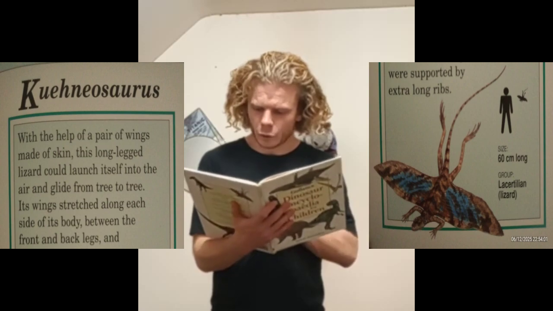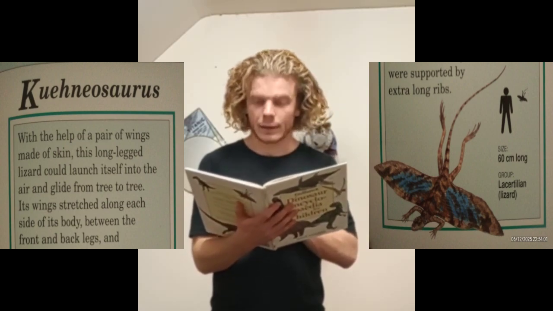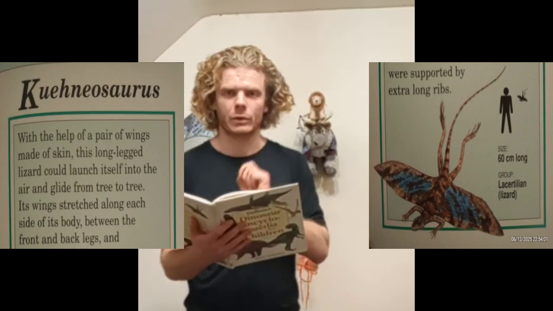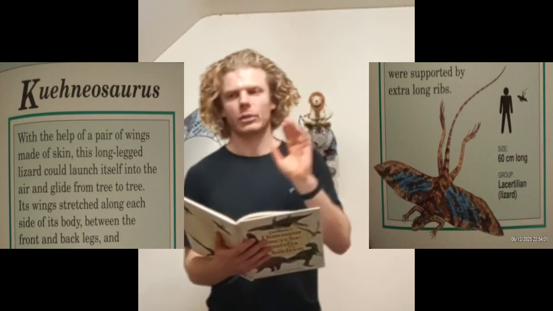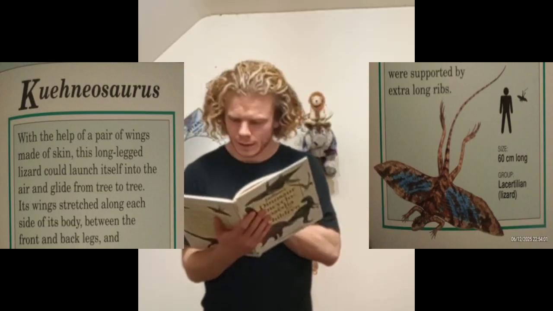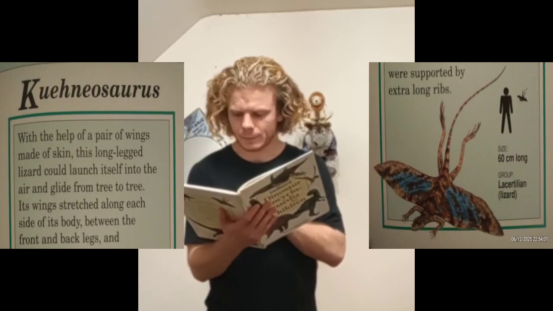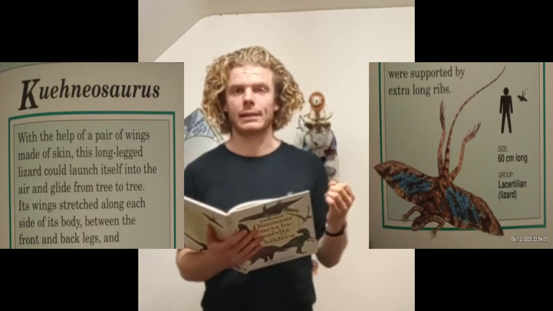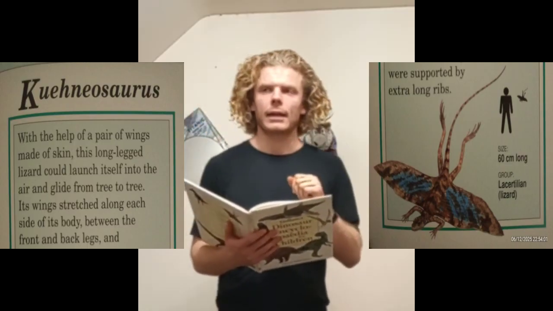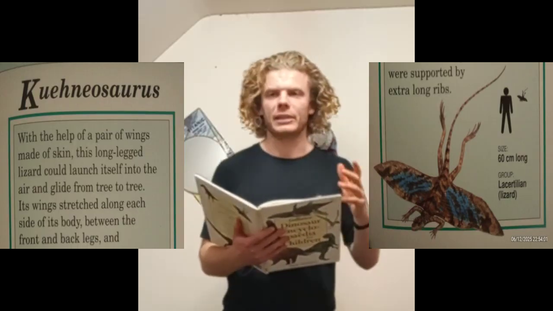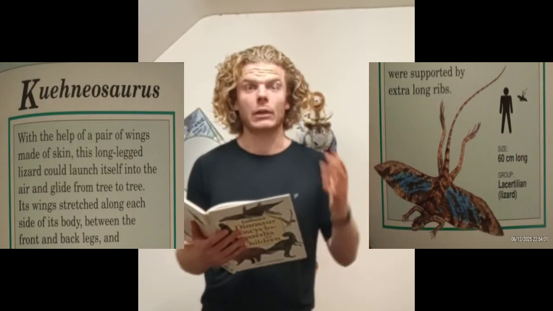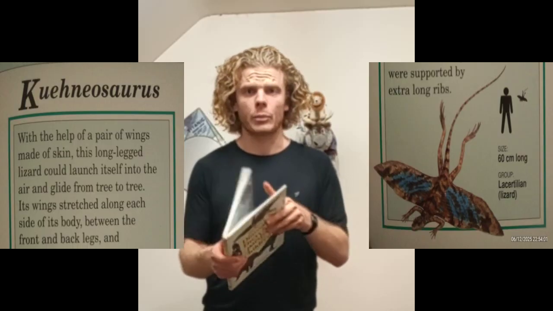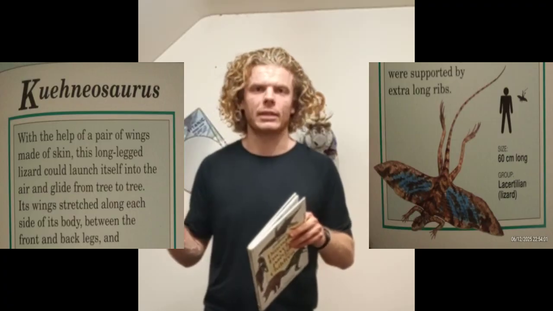And it is of the group Lacertilian lizard. Lacertilian. Okay, Kuehneosaurus. The Kuehneosaurus was a dinosaur from the group Lacertilian, a lizard. And it did not have just, like other lizards, 2 arms and 2 legs and also a tail, but it had wings. And these wings were out of skin and supported by extra ribs, try to say it later.